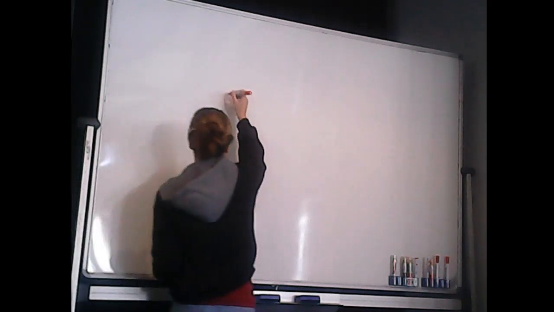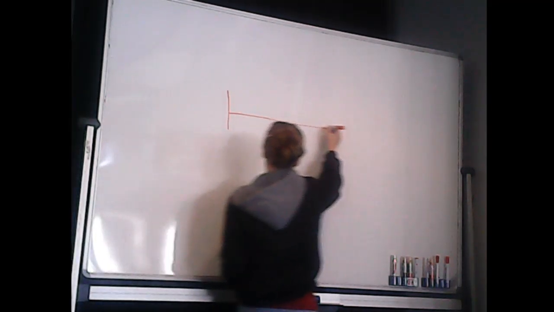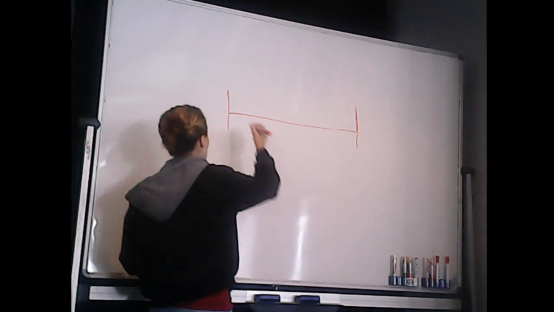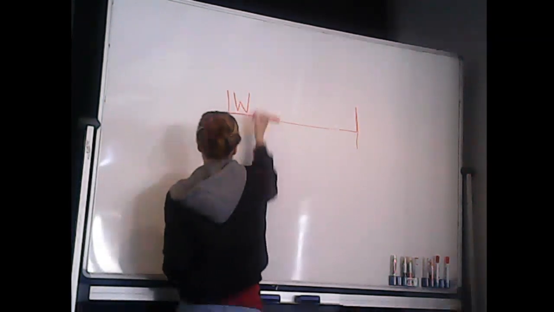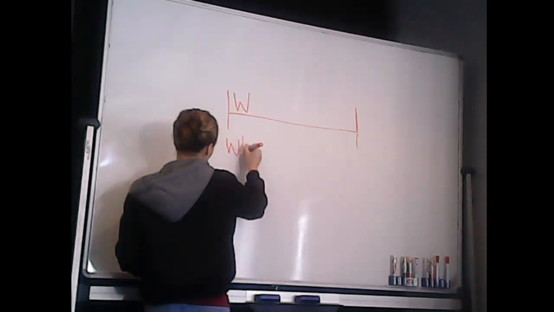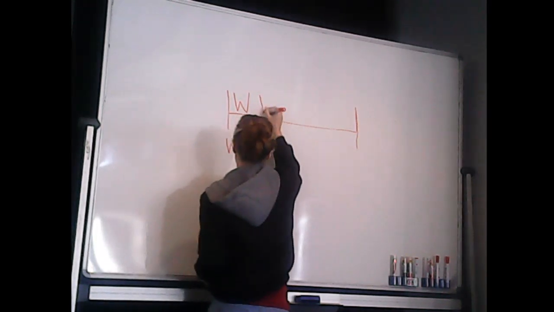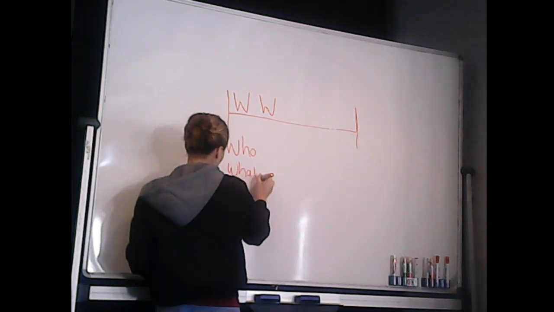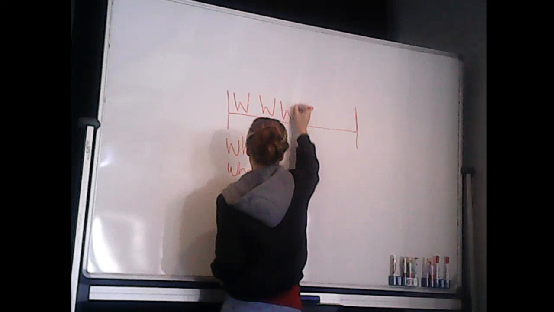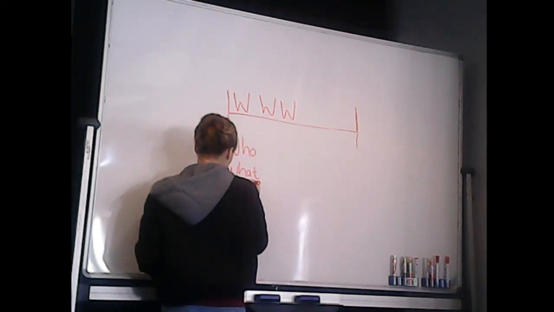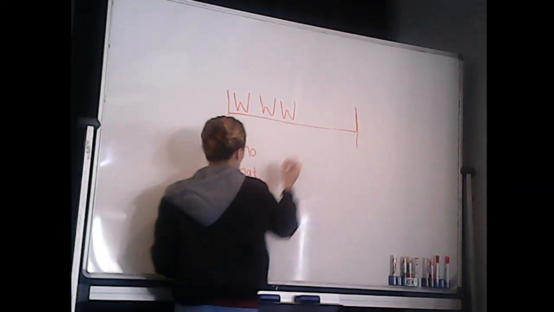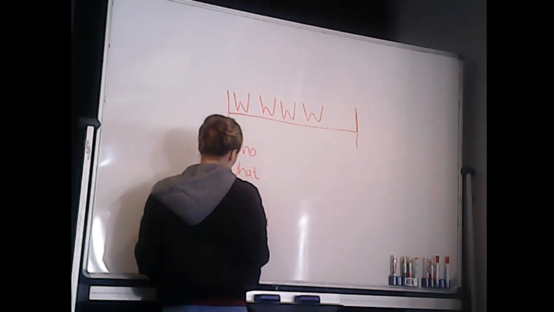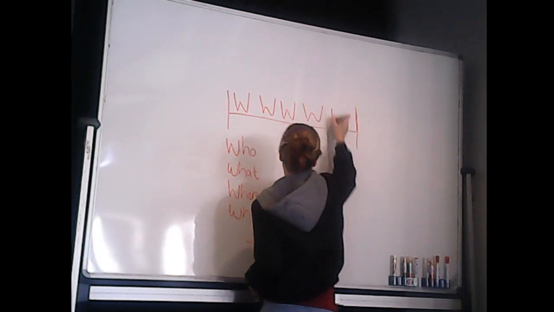So I've got this theory that I used, and it's called the 5 bums on a bench method. And it works like this. So it says who, what, when, why, and how.